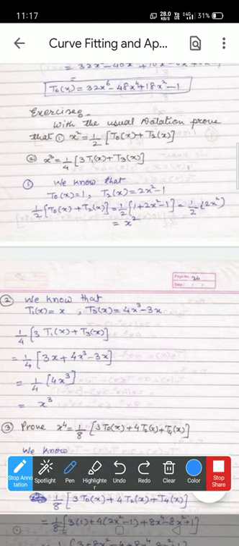Next exercise is, with the usual notations, prove that x square is equal to 1 by 2 into T0 of x plus T2 of x, and x cube is equal to 1 by 4 into 3 T1 of x plus T3 of x. We know that T0 of x is equal to 1.